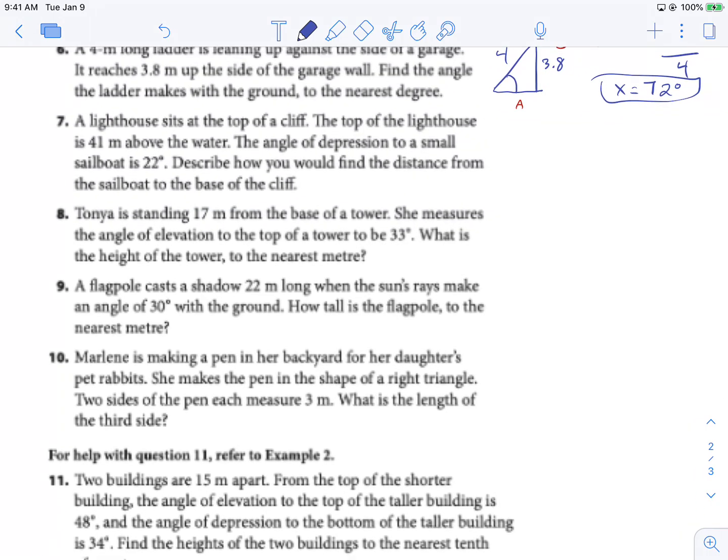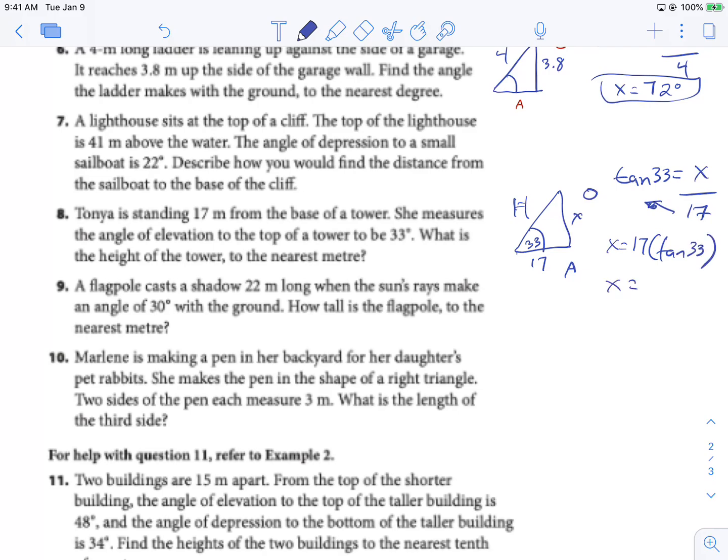So 8. Tanya is standing 17 meters from the base of the tower. She measures the angle of elevation. So here's Tanya, 17 meters, and our tower goes up here, and our angle of elevation is 33. What's the height of our tower? If we label this, this is our opposite, this is our adjacent, this is our hypotenuse. Which one uses O and A? That is tan. So we're going to use tan 33 equals our opposite, which is x, divided by 17. Multiply that up, and we get x equals 17 times tan 33.